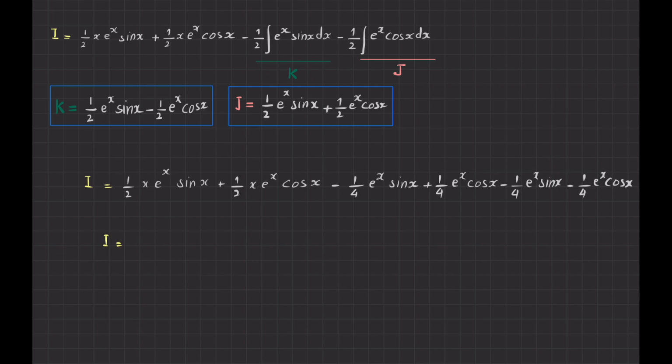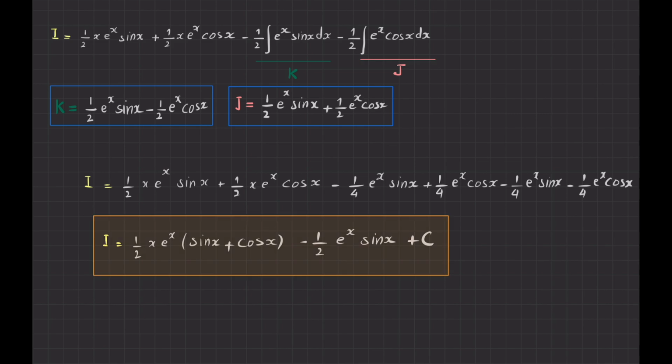So if I want to write I, I can make it more beautiful if I take this factor out. That would be my first term, and my second term, as I told you, becomes minus a half e to the x sine x. And now it is a good place to introduce the constant of integration. So that is the solution to this problem.